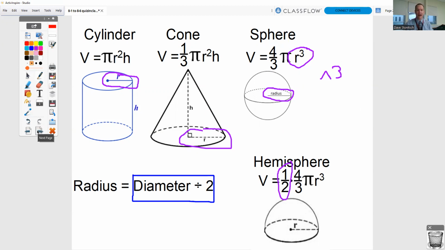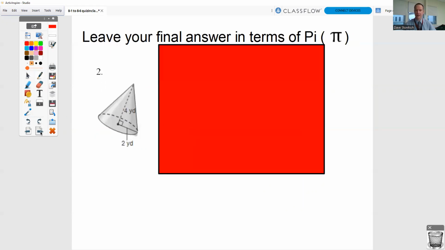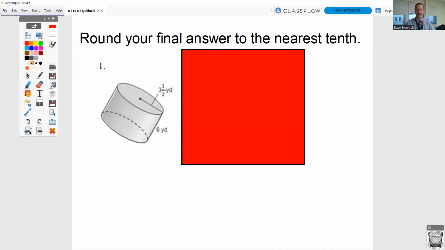So taking a look at the first one. Remember, for the odd numbers, you want to round your answers to the nearest tenth. So you want to type in everything, including the pi button, into the calculator. For the even numbers, like in number 2, you want to leave your answers in terms of pi. So you type in everything except for the pi symbol, and you type that in at the end.